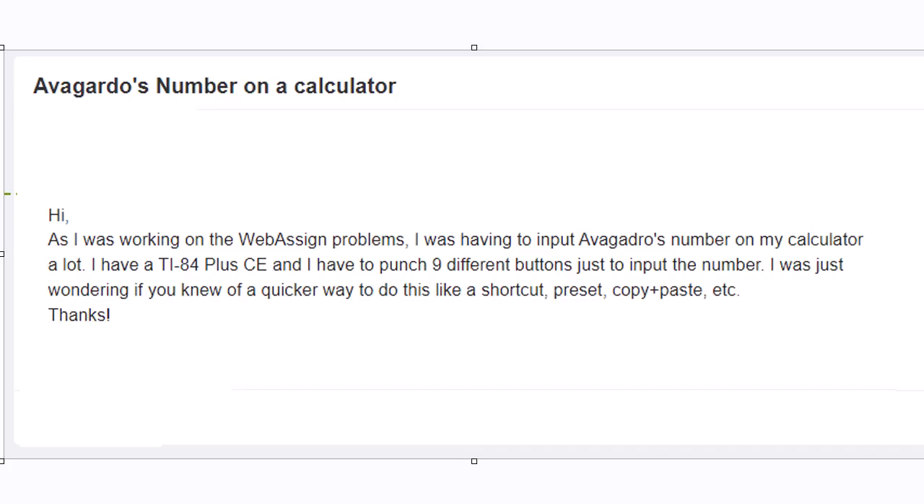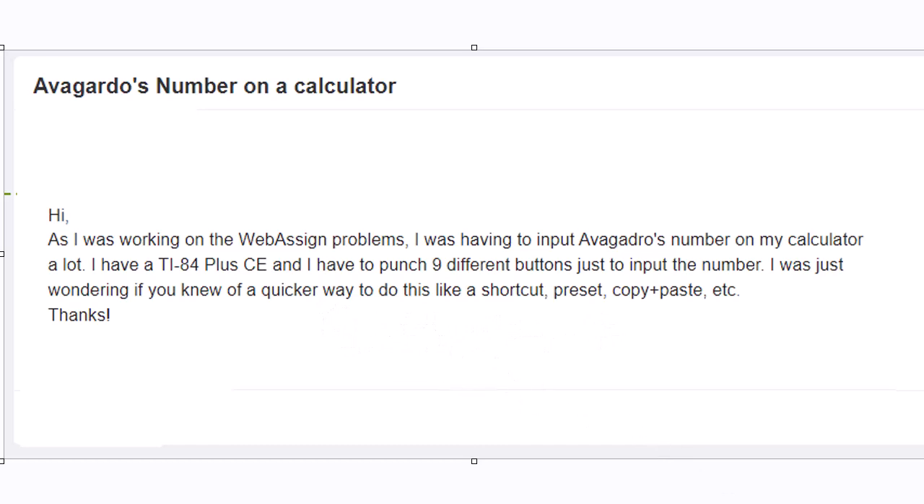Here's a question that I had on the discussion board. Working in web assigned problems, those are the type of problems I assigned for my class. Students have to put in Avogadro's number a number of times, and the students are using a TI-84, a common calculator to use. And there is a fast way to put in Avogadro's number.